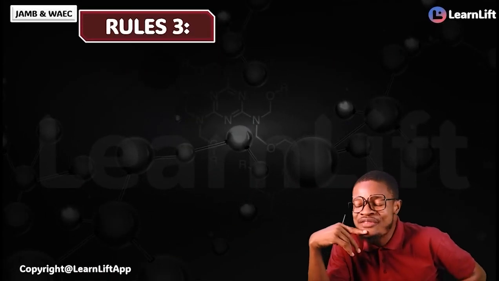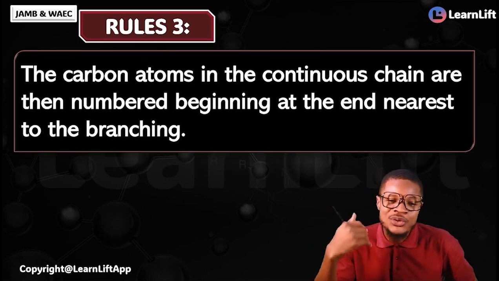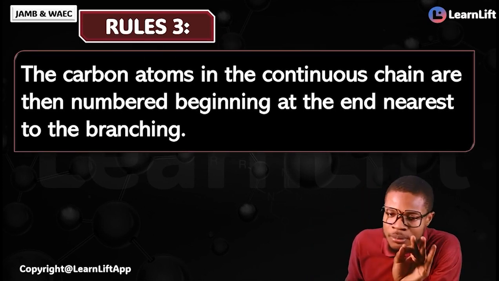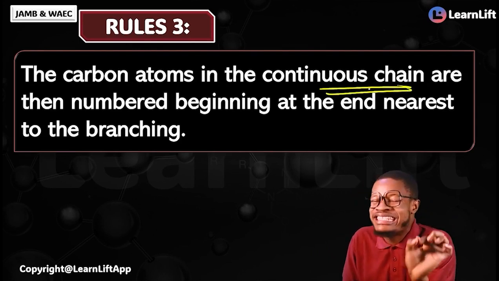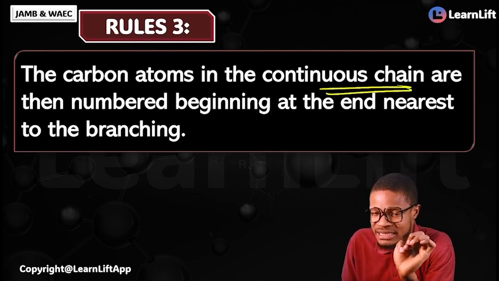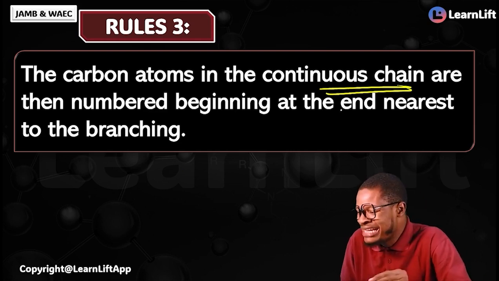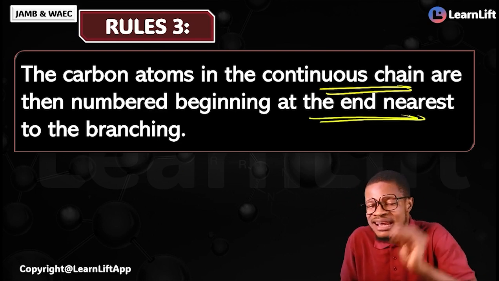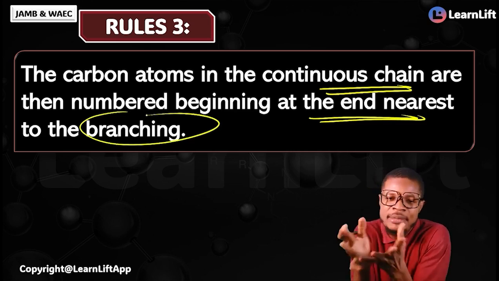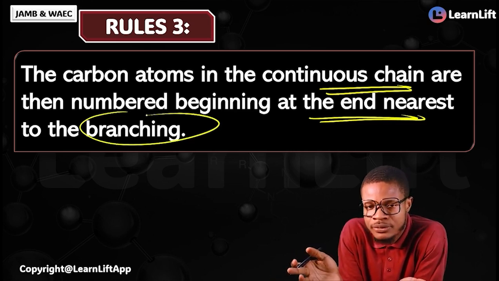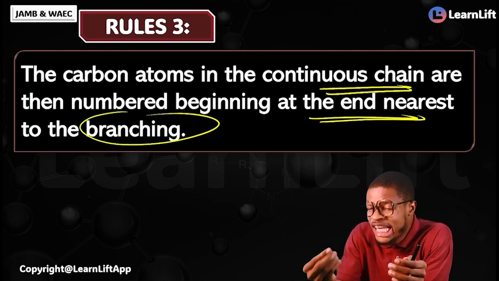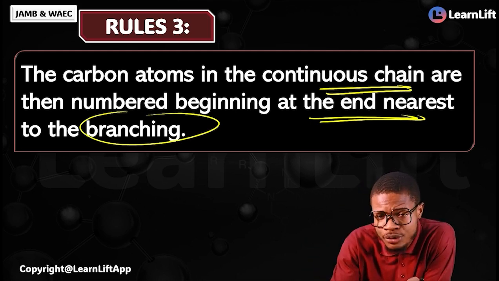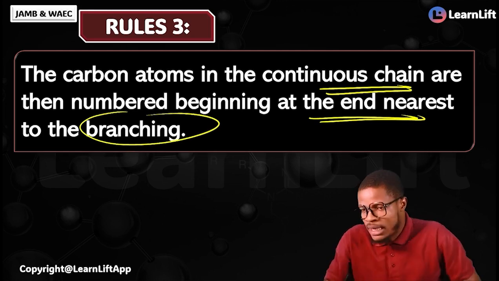Rule number 3, very fast. Rule 3. What do you do here? The carbon atoms in the continuous chain are then numbered. How? Beginning at the end nearest to the branching. Let me simplify what this is trying to say. Start your numbering by giving the least possible value to the substituent. Come, let me show you.